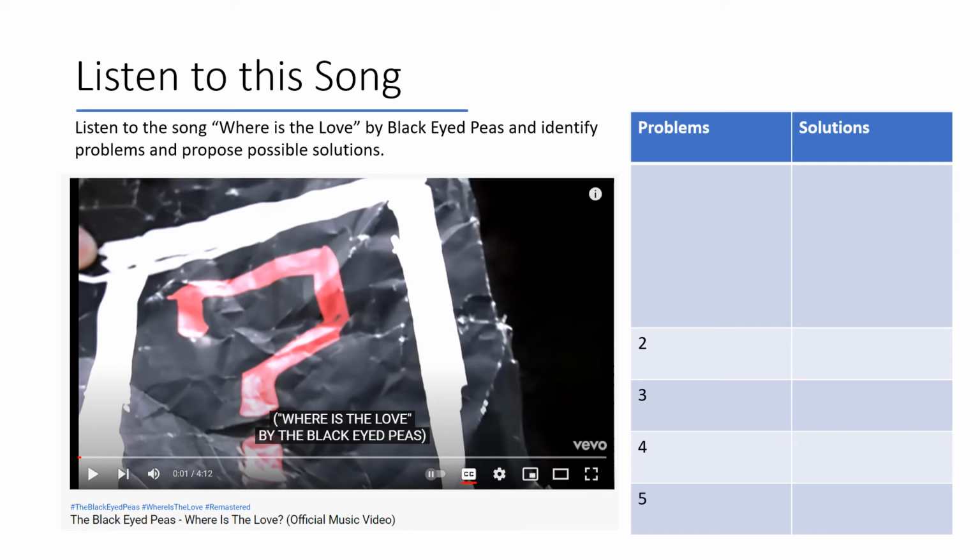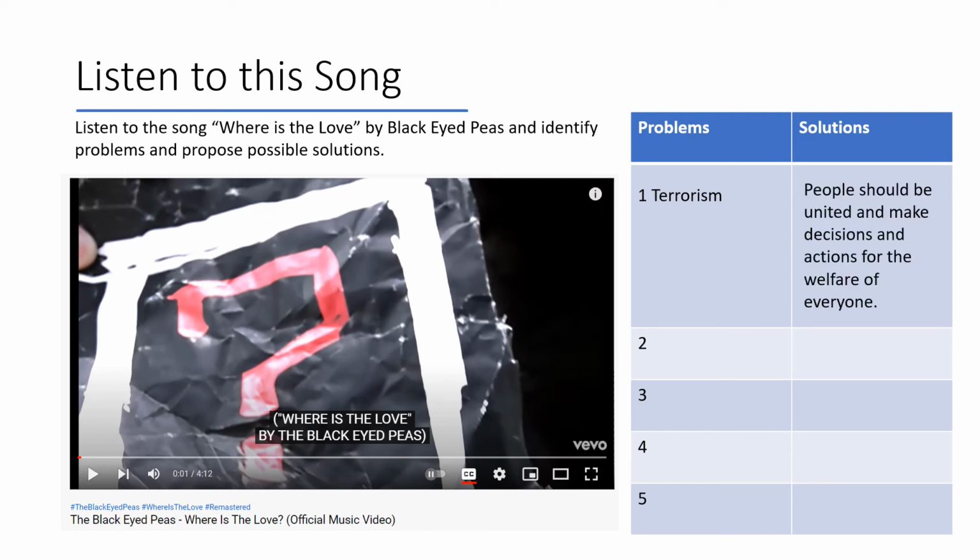For our activity, listen to the song Where Is the Love by Black Eyed Peas and identify problems and propose possible solutions. So I have here example problem from the song. So from the song, we can say that it talks about terrorism and also what possible solution we can have for this. People should be united and make decisions and actions for the welfare of everyone. Okay, so that would be a possible solution for terrorism.